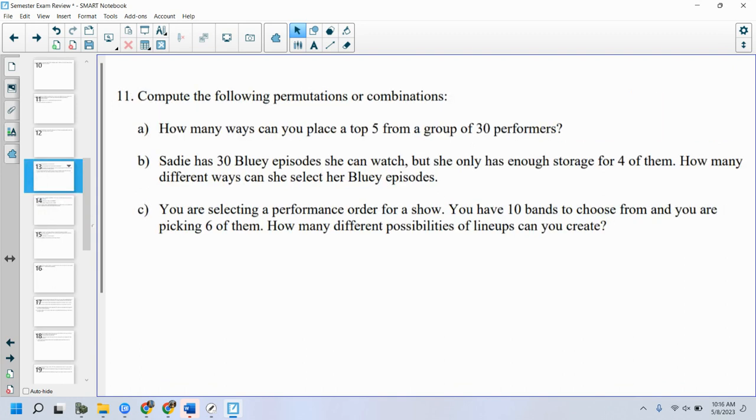So we're here. Compute the following permutations and or combinations. Now remember the difference between permutation and combination. Permutation, order matters, where combination, order does not matter, right?